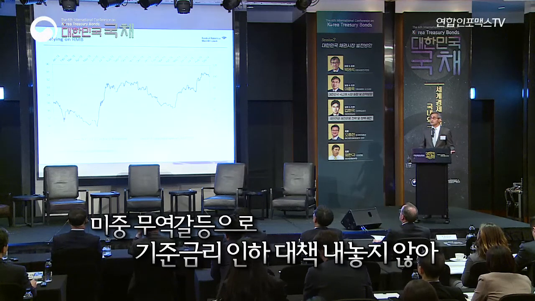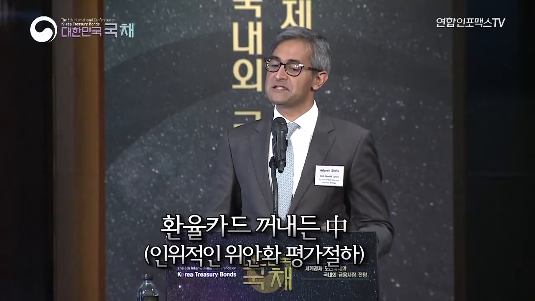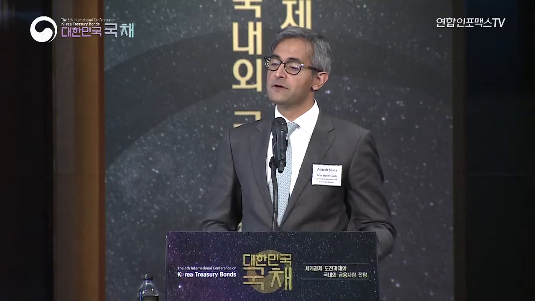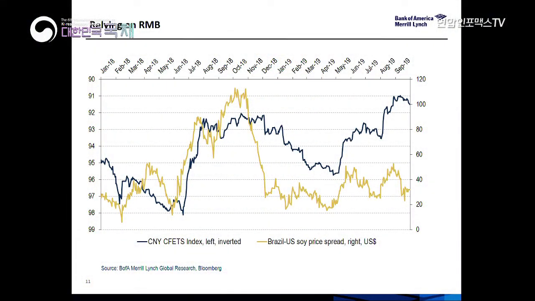So what have they relied on? Quite obviously, they've relied on the exchange rate. They've allowed dollar CNY to move above 7. This chart, by the way, shows the CNY trade-weighted index, or the so-called CFETS index, which is the blue line, versus the spread between Brazil and US soybean prices. You might ask why the spread between Brazil and US soybean prices.